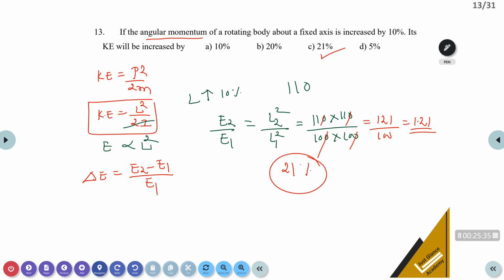Okay. Now, this will be 21%. Because this will become 1.21 minus 1, divided by 1. This becomes 0.21. In terms of percentage, what you have to do is multiply 0.21 by 100. This becomes 21%. In the shortcut method, none of these steps are required. You can do it directly.